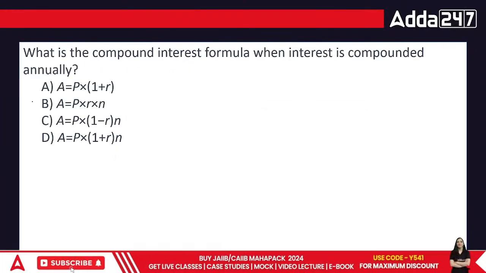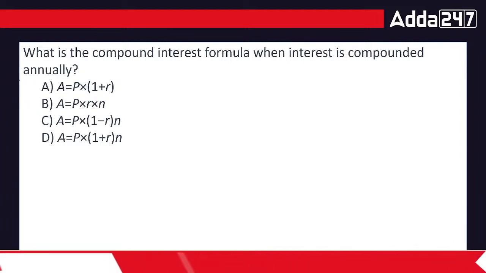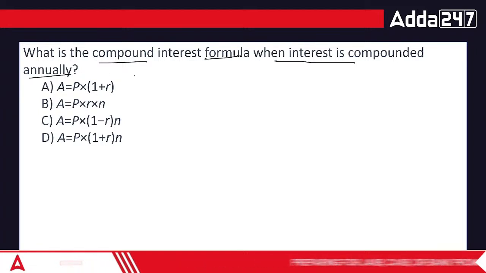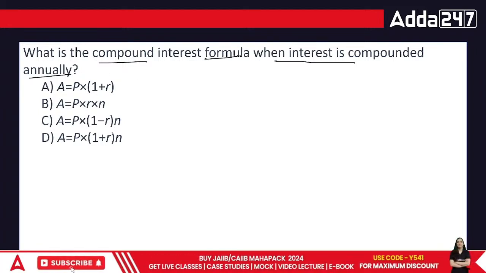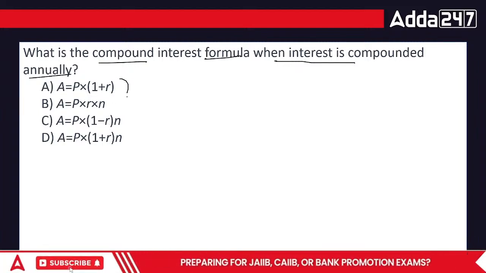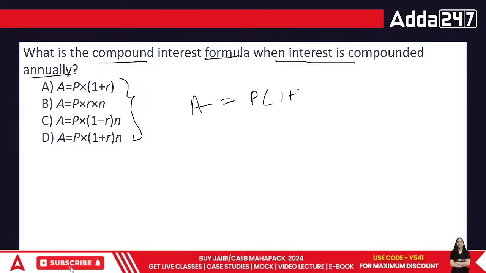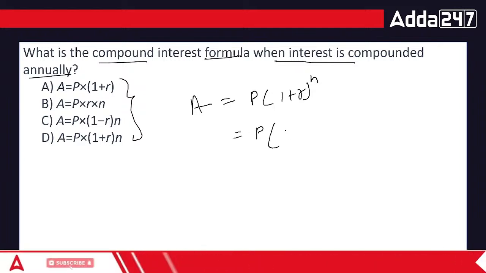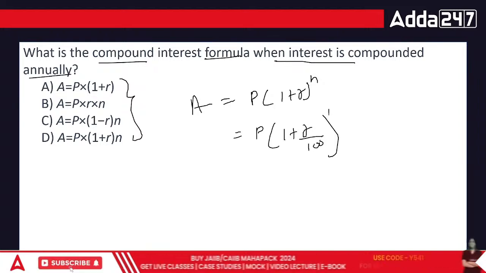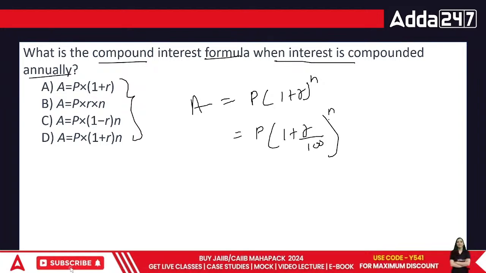Here comes the next question. Go ahead and answer. In this case, they're talking about what is the compound interest formula when the interest is compounded annually. Achha, in this case, the formula is written in a very different way. Here the amount is equal to P(1 plus R) raised to power N. In some books, you will find it written as 1 plus R upon 100, raised to N. Here N is the time. Okay?